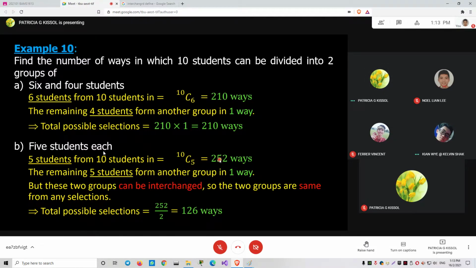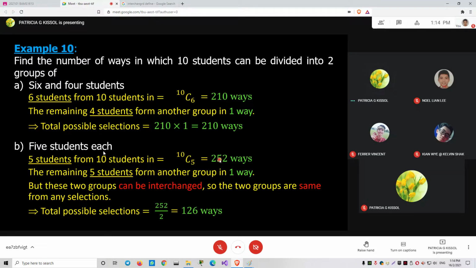So like the one which you can arrange, the first group 1, 2, 3, 4, 5, and the second group 6, 7, 8, 9, 10, and then there's another arrangement, where the first group is 6, 7, 8, 9, 10 and the second group is 1, 2, 3, 4, 5. So you have to divide by 2 because they're basically the same, in a way. But I didn't look at it in terms of the members. I look at it in terms of the process of interchange.